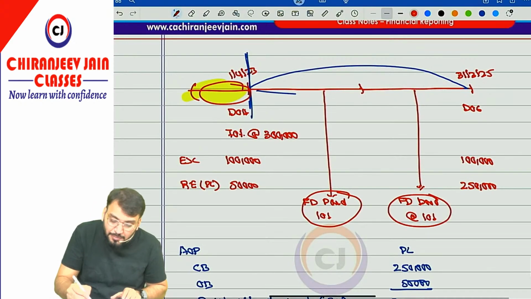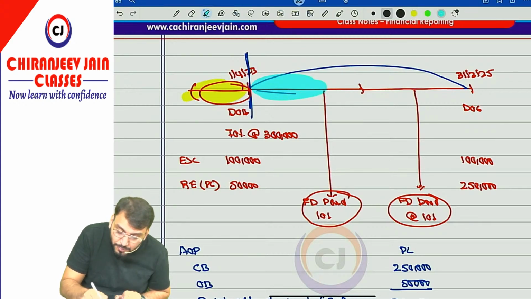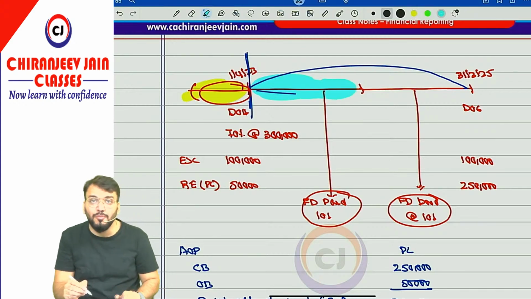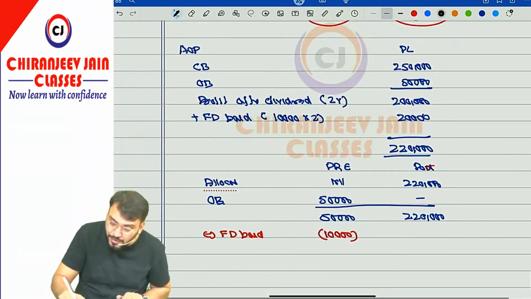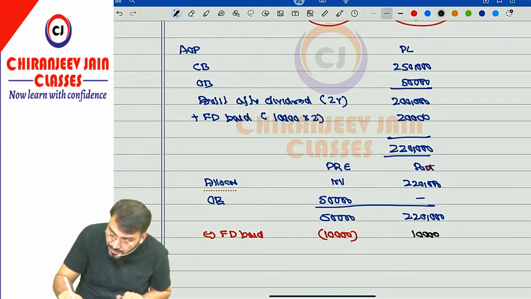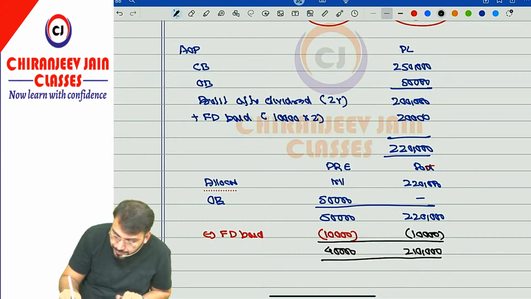This second dividend has been paid from which profit? You only say this has been declared from this year. So this is post-acquisition profit, so deduct from post. This is a special point. So 10,000 minus from here. You have understood this. So this becomes 40,000 and this is 2,10,000. Have you understood this point?